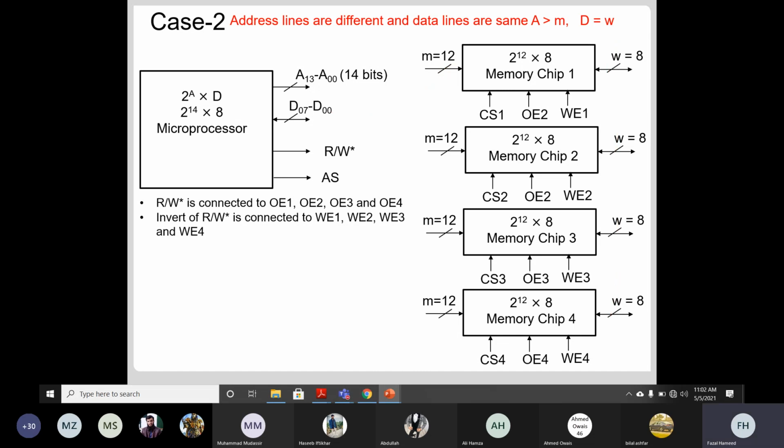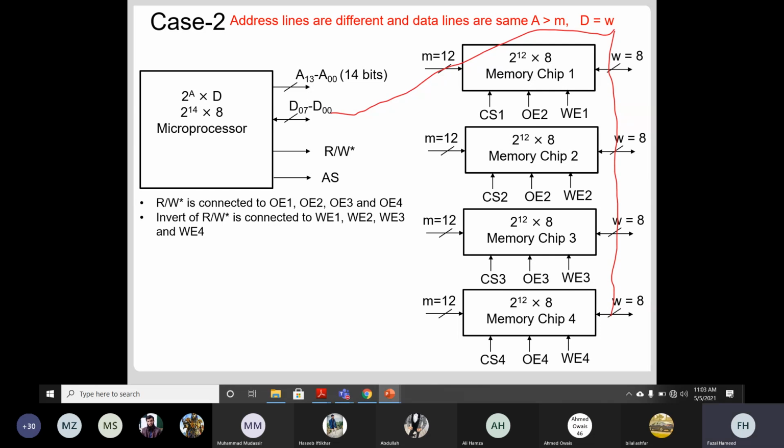Now the data lines: are they the same or different? Same. They will be connected to all of them. These data lines will be connected to all the memory chips: memory chip 1, memory chip 2, memory chip 3, and memory chip 4. Every memory chip has 8 outputs. So D7 will be connected to W7 of memory chip 1, W7 of memory chip 2, W7 of memory chip 3, and W7 of memory chip 4. Similarly, D6 will be connected to W6 of each memory. Did you understand? Okay.